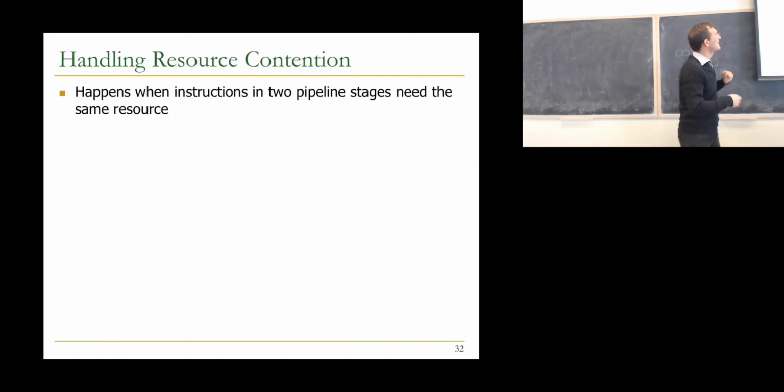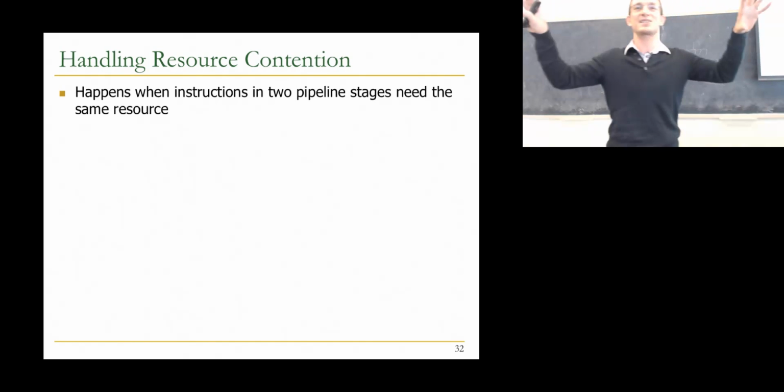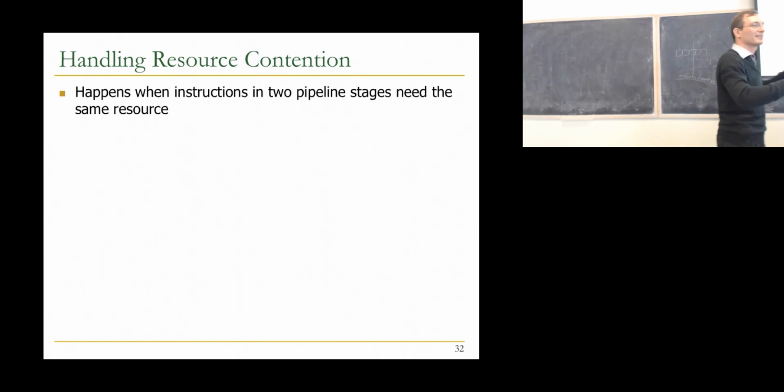How do you handle resource contention? This happens when instructions in different pipeline stages need the same resource. Okay. Think of examples. Yes? When you want to increment the PC, but you want to use the ALU to do the increment. That's right. So that could be one thing. Exactly. Well, in that case, fetch stage needs the ALU, as well as execute stage needs the ALU, which means that you cannot fetch an instruction when there is an instruction that needs the ALU in the execute stage. So to handle that, you need to really replicate at least the incrementer in the fetch stage.